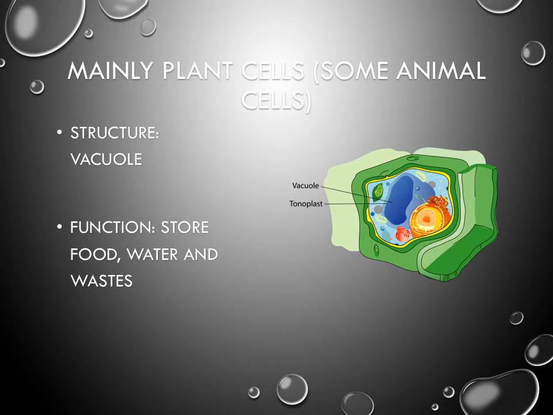Okay, next structure. These are mainly just in plant cells. Some animal cells have them, but for purposes of our studies, we're just going to say that they are mainly in plant cells. The vacuole. The vacuole is the big organelle in the plant cell. And the function is to store food, water, and wastes.